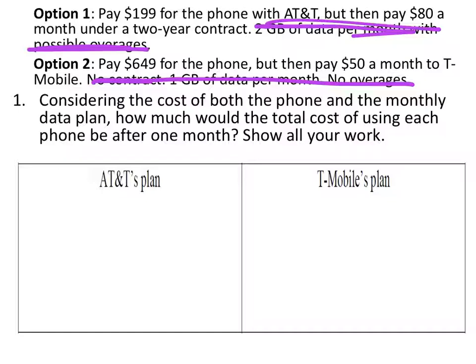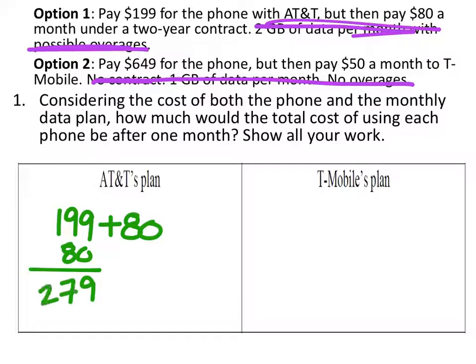So you're going to start with $199 for the phone. $199 for the phone. And then $80 a month. So after 1 month, of course, you'd be paying that $80. And just add these two together. You could add it this way if you'd like. That's a 9, a 7, and then carry the 1 there. So after 1 month with AT&T, you're looking at $279.